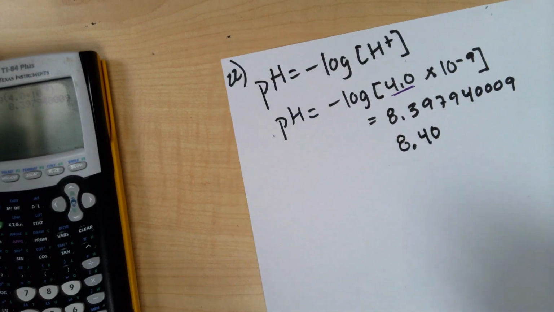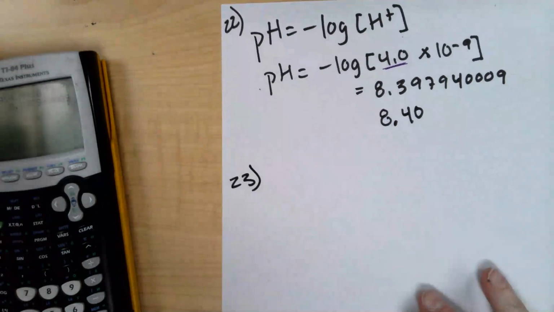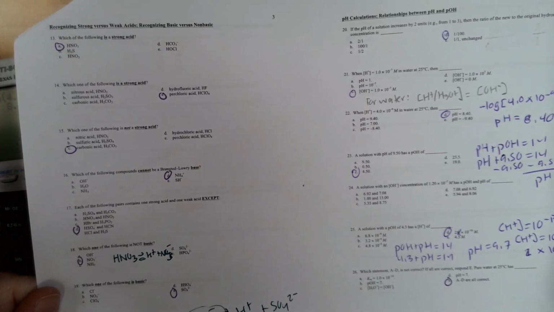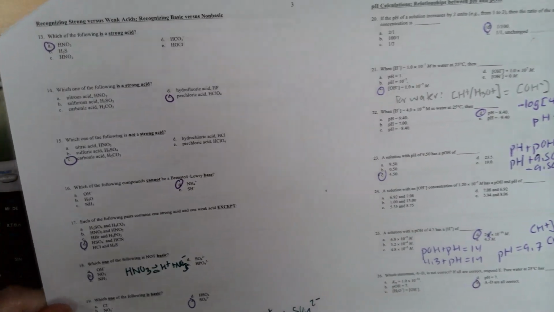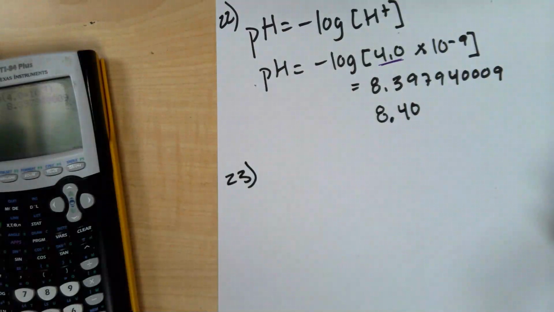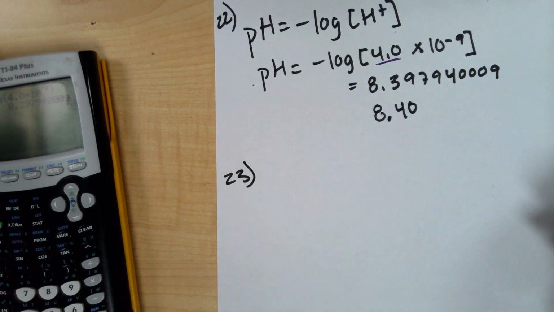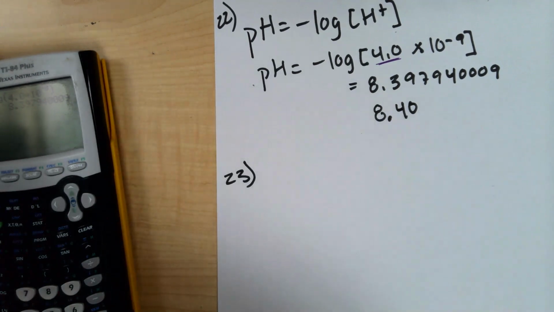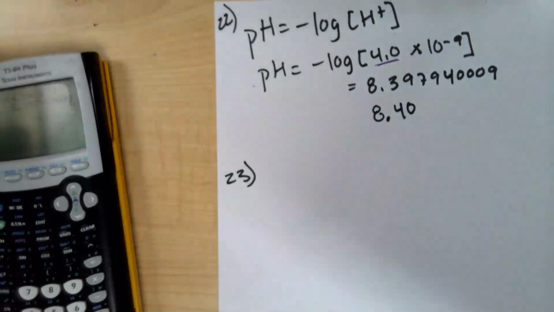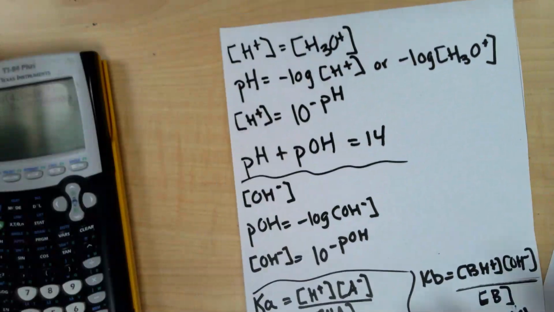Okay, let's go on to 23. Number 23: a solution with a pH of 9.5 has a pOH of... Well, you should have your formula sheets with you at all times when you're doing any of these problems. I'll pull it up so I can show you where on this sheet you want to be looking. It's the equation that I gave you in class, but it's also here on your sheet.